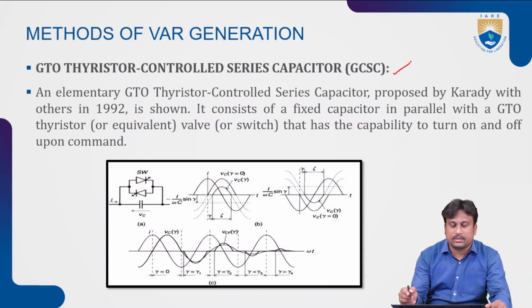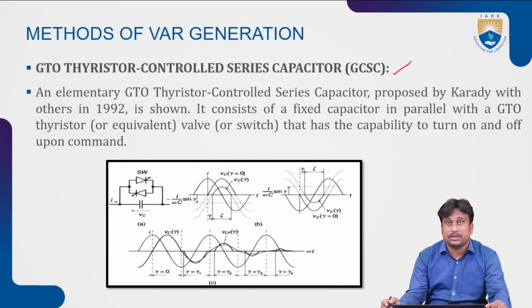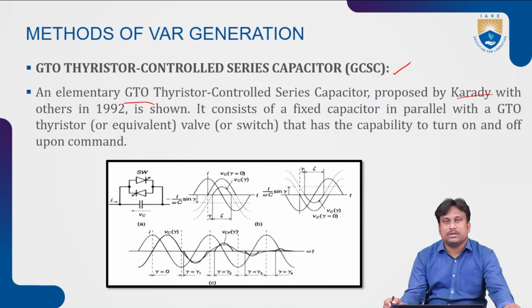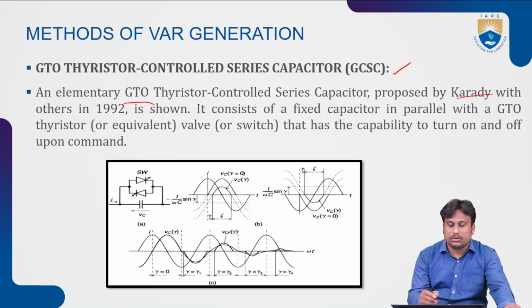Coming to the first case, the GTO thyristor controlled series capacitor, that is GCSC. The elementary idea about the GTO thyristor controlled series capacitor was proposed by Karady and others in 1992. This diagram represents it. It contains a fixed capacitor in parallel with a GTO thyristor or equivalent, which has the capability to turn off on command.